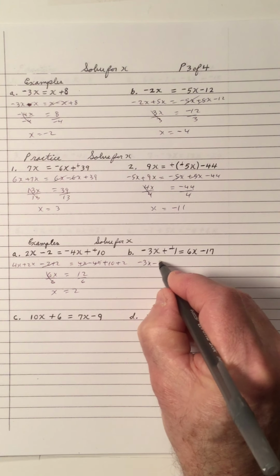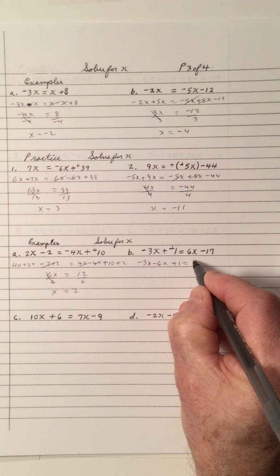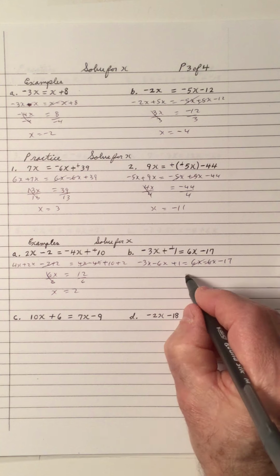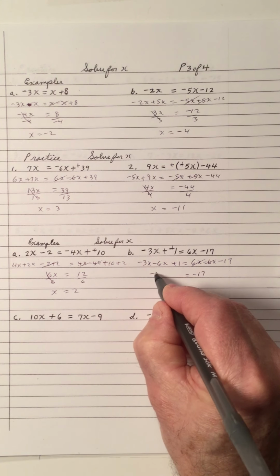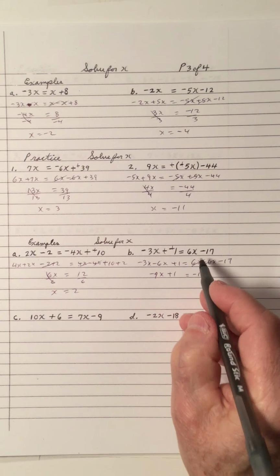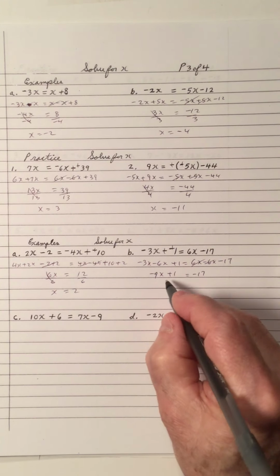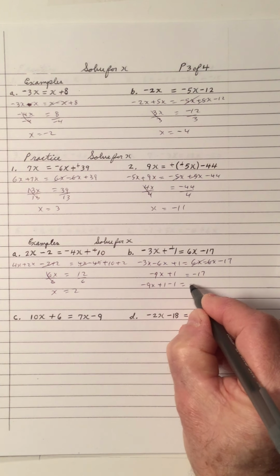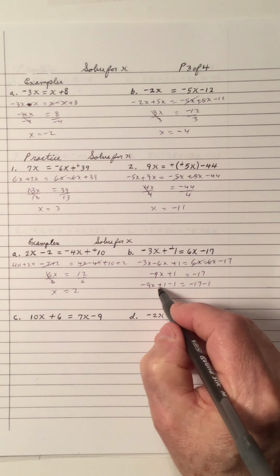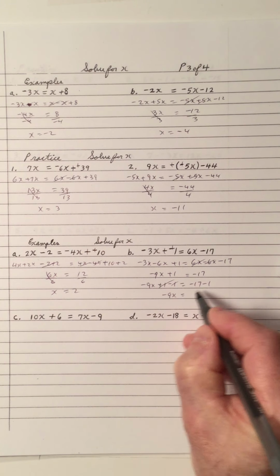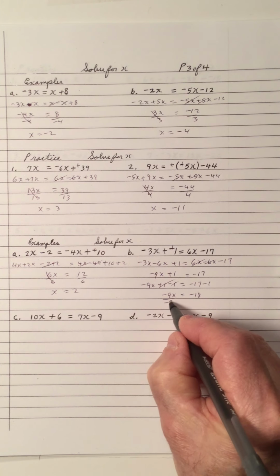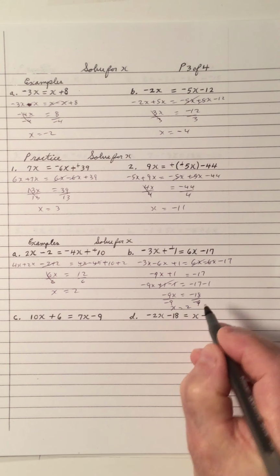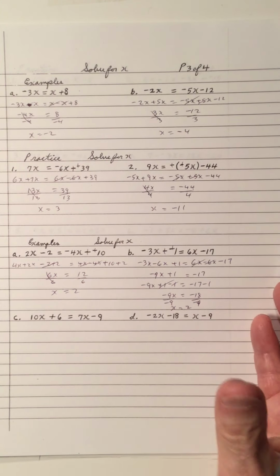Negative 3x, subtract 3x, plus 1 is 6x minus 6x minus 17. They're gone, so I get negative 17 equals negative 9x plus 1. So I moved the x first. Now I'm going to move my number. So that's a plus 1. I'm going to add a negative 1 to each side. That gives me 0, so negative 9x equals negative 18. Now divide both sides by negative 9.